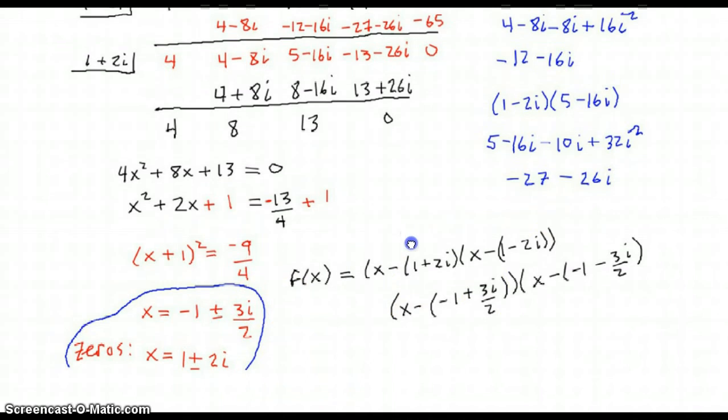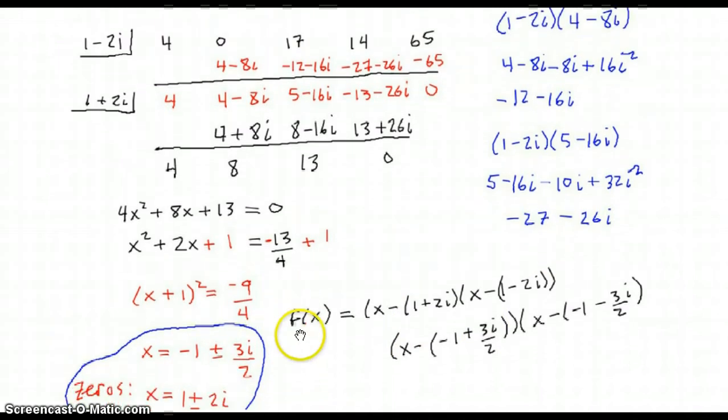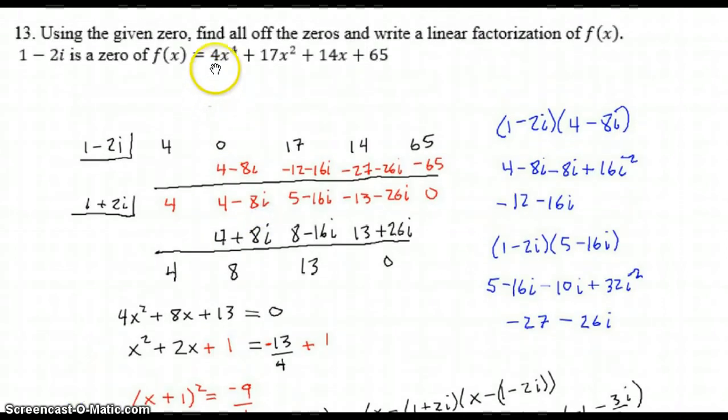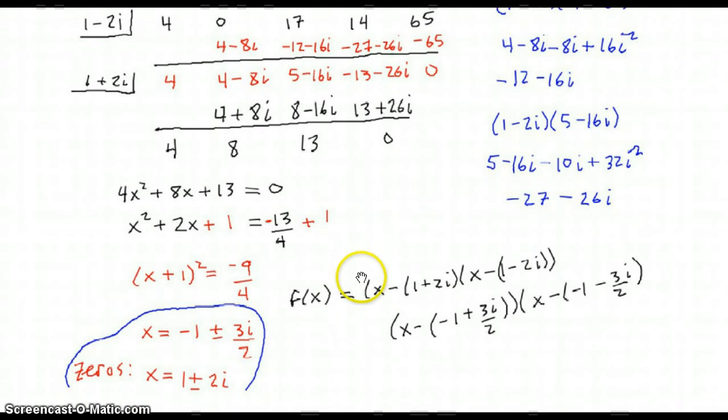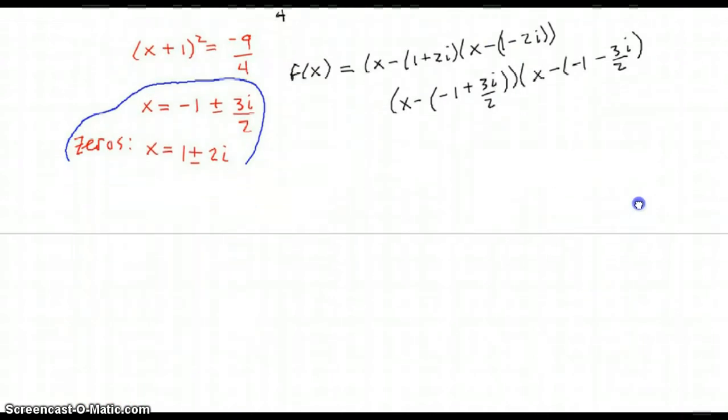And what am I missing? What's wrong about this? Well, this factorization is incomplete without a leading coefficient of 4. That 4 needs to be at the front here. I forgot to write it.